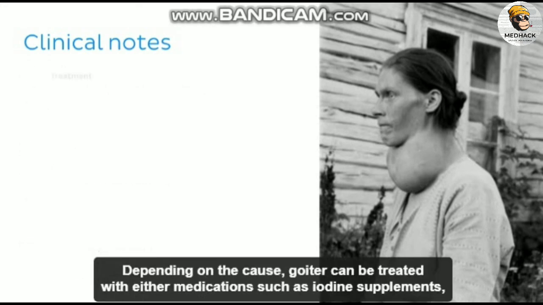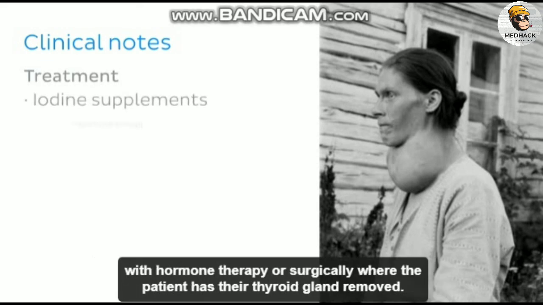Depending on the cause, goiter can be treated with either medication, such as iodine supplements, with hormone therapy, or surgically where the patient has their thyroid gland removed. This surgery is known as a thyroidectomy.